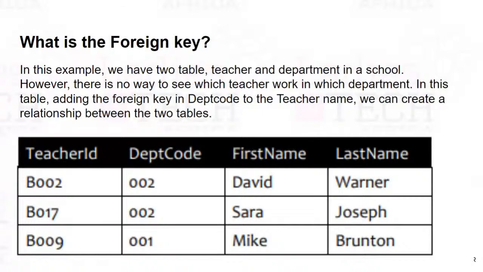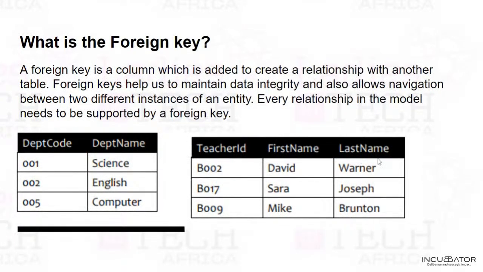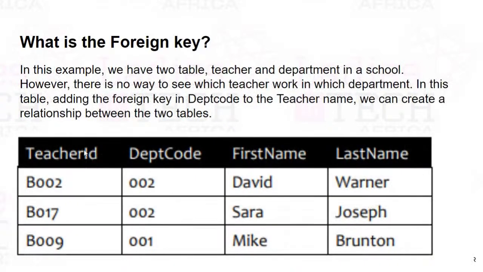Department code can never be the primary key, because I said the primary key on the teacher's table is what differentiates one record from the other record. Now you can see we have teacher's ID, first name, last name. The only difference is that we added department code, which is what takes us to what foreign key is about. So the teacher ID is the primary key here.